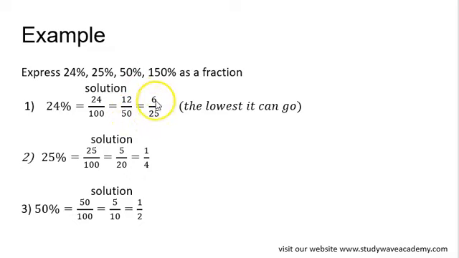Okay? So this is the lowest it can go. If we use 2 to divide 6, it will go. But if we use 2 to divide 25, it won't go. There will be a remainder. So our answer is 6 over 25. It's in the lowest form. This is the lowest this number can go. So they say 24% as a fraction. So this is the fraction of 24%. We have 6 over 25. Okay, we're going to move to the next number.